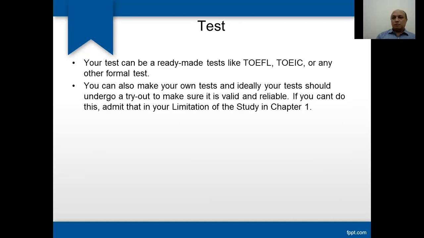So what then? Then you have to acknowledge this weakness in the limitation of the study that is usually written in chapter 1 of your thesis. You have to acknowledge that your test is made by you, and it is administered without attempt to validate it or attempt to ensure that the reliability is good. Okay.